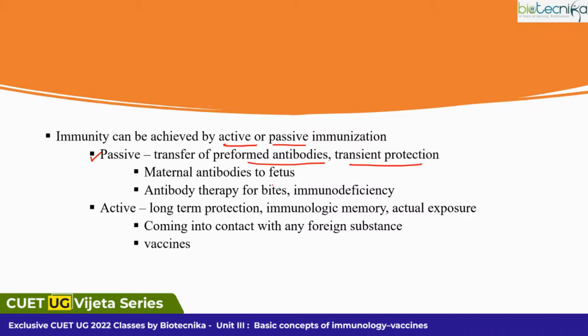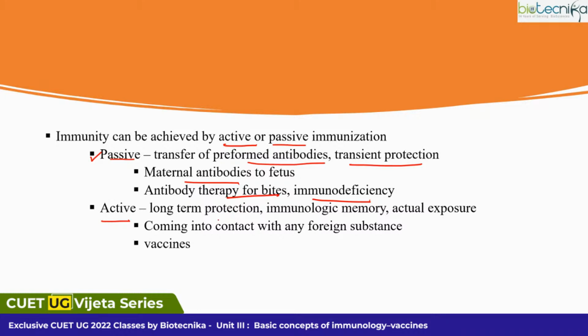So what are the various examples? Maternal antibodies pass to the fetus through the placenta, as well as antibody therapy when it is given. Or when the person is suffering with some immunodeficiency diseases, then also certain specific antibodies are given. So all this is about passive immunization. Now, what is active immunization?